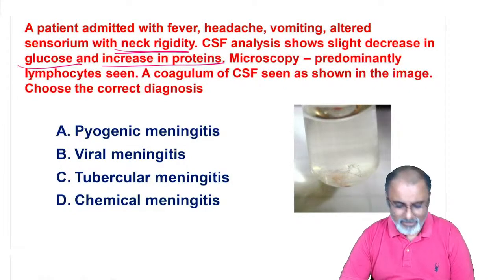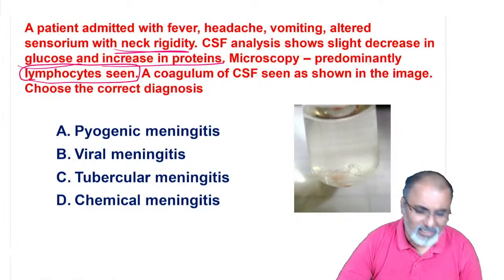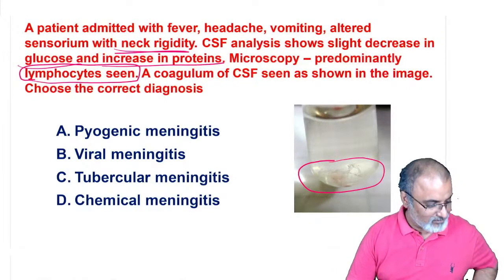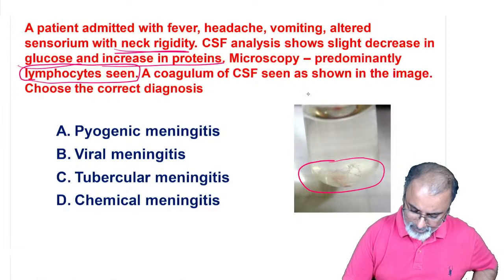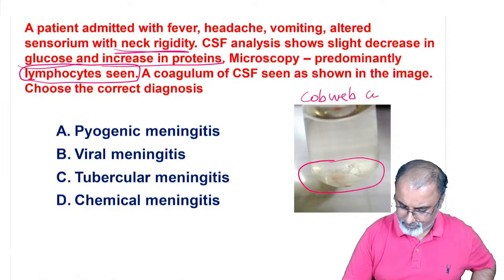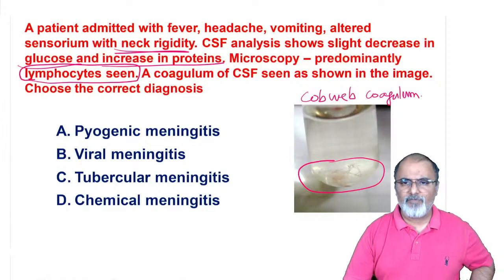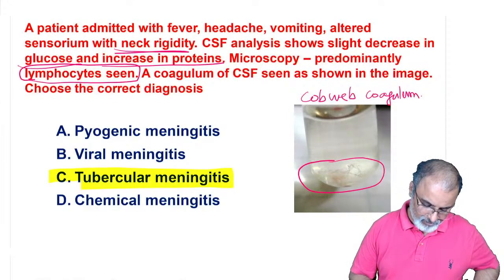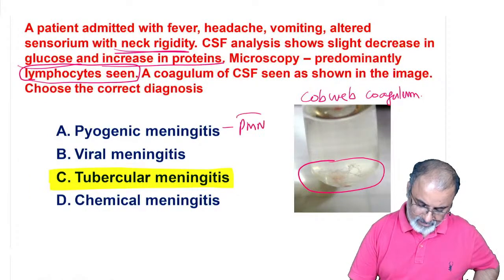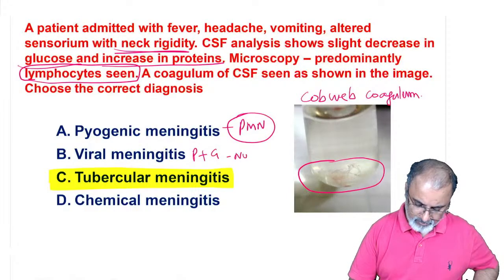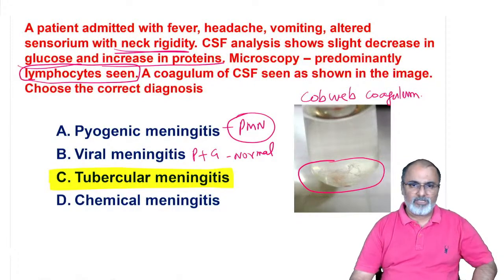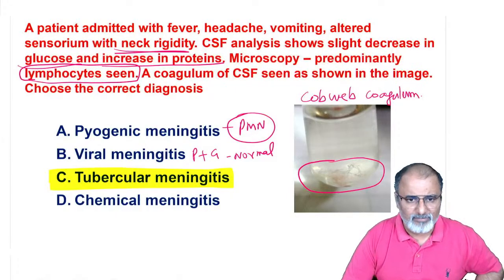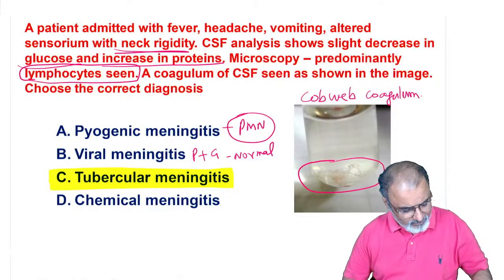But slight, they say. Microscopy shows lymphocytes, because in bacterial meningitis 90% is polymorphonuclear. But see the coagulum in the CSF shown in the image. Beautiful, people already answered. What is the coagulum called? Cobweb coagulum. Cobweb coagulum is diagnostic of tubercular meningitis. Because in pyogenic meningitis, you get polymorphonuclear cells. In viral meningitis, protein and glucose are normal, lymphocytes present. So tuberculous meningitis: mild decrease in glucose, mild increase in protein, and lymphocytes. Cobweb coagulum, tuberculous meningitis. Very good.